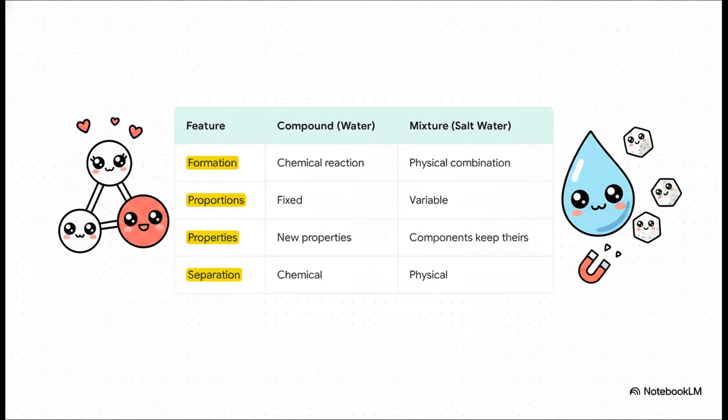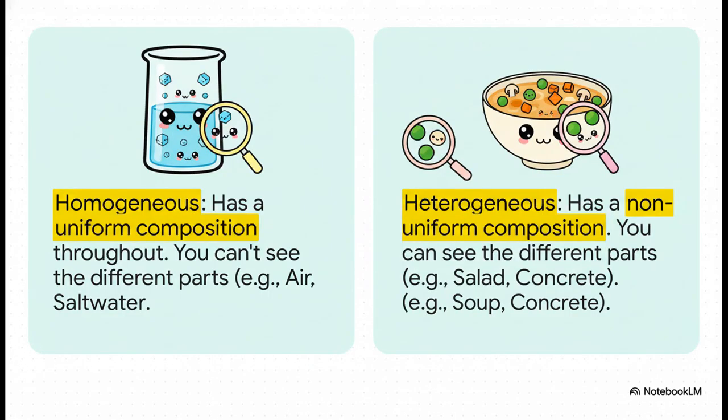Now, the biggest takeaway here is really understanding the difference between a compound and a mixture. A compound, like water, is brand new stuff. It's made by a chemical reaction, it has a fixed recipe, and it's totally different from the hydrogen and oxygen that went into it. But a mixture, like salt water, that's just a physical blend. The salt is still salt, the water is still water, and you can mix them in pretty much any amount you feel like.